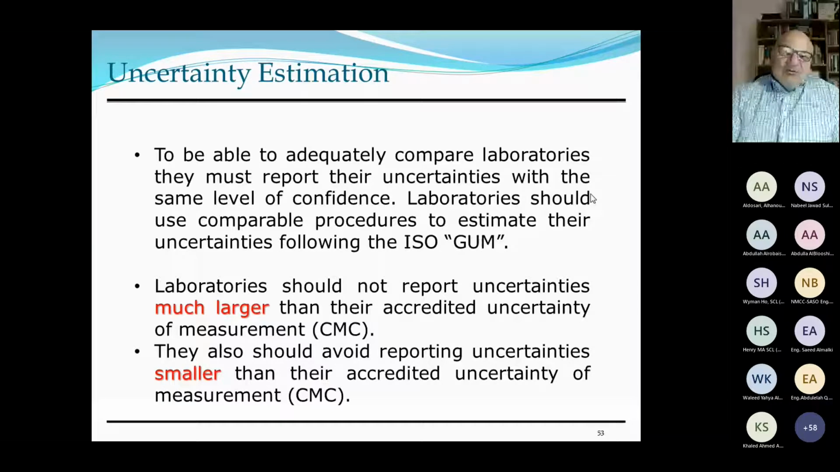Okay, and they should also avoid reporting uncertainties smaller than their accredited uncertainty, because we all know as assessors that accredited labs cannot calibrate items with uncertainty smaller than their CMCs and use an accreditation logo on that. So it absolutely should be avoided to report much larger uncertainties, and it should be avoided to report smaller. So the uncertainties reported in ILC should be approximately the CMCs.